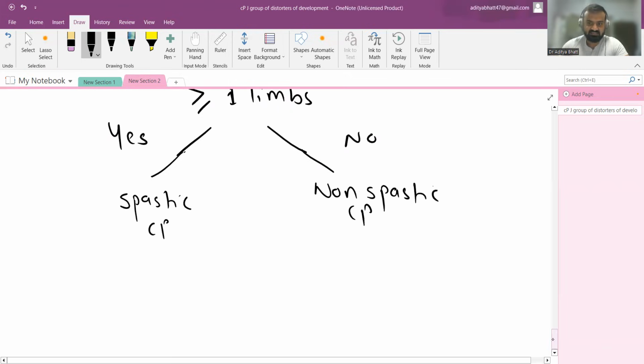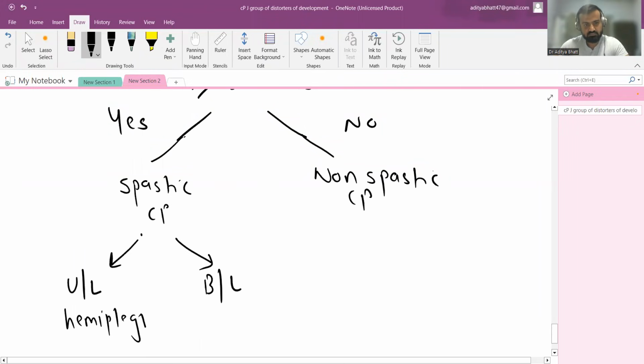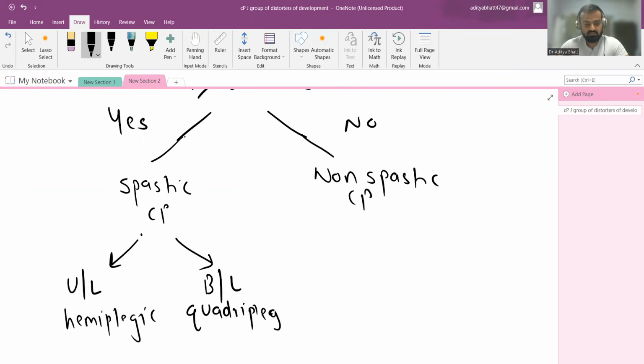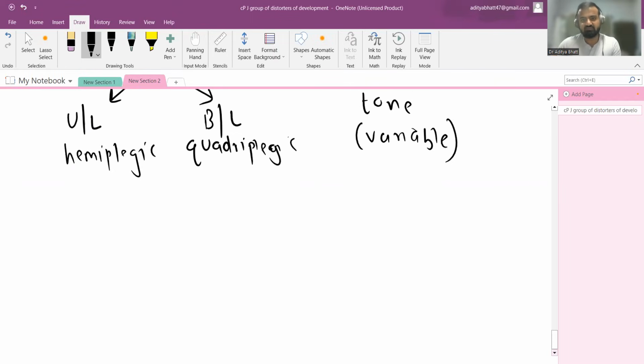Now for spastic CP, the next question you have to ask is: unilateral or bilateral? If it is unilateral, it is hemiplegic. And if it is bilateral, it is quadriplegic. Now the next question: if it is non-spastic CP, then what is the status of the tone? Is it variable or not?